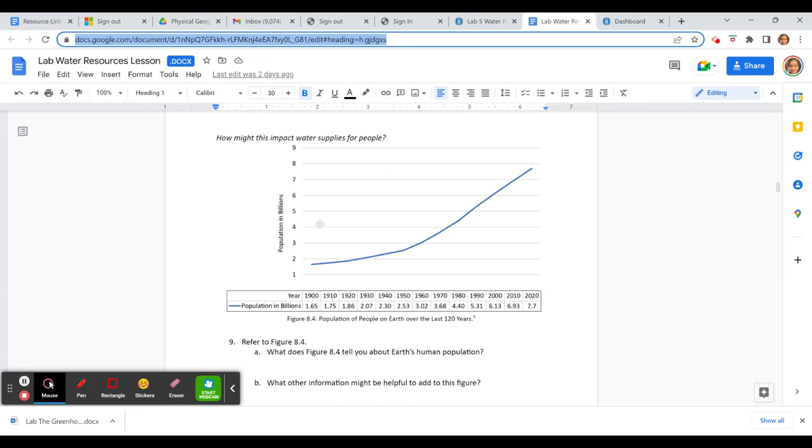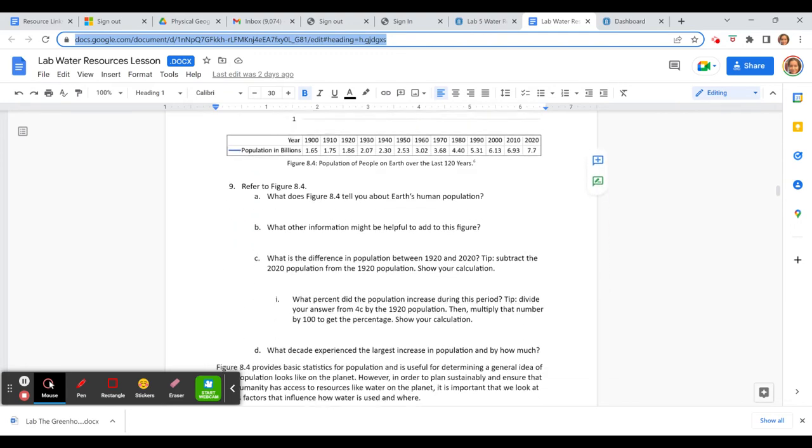In this graph right here, you're going to be reading about how the population of people on Earth has risen in the last 120 years. So at the bottom of this graph is the year 1900, and at the far right hand side of this graph, you have the year 2020. So this graph represents 120 years. So you have an increase in billions of people over 120 years, and we have a supply of fresh water that's decreasing.